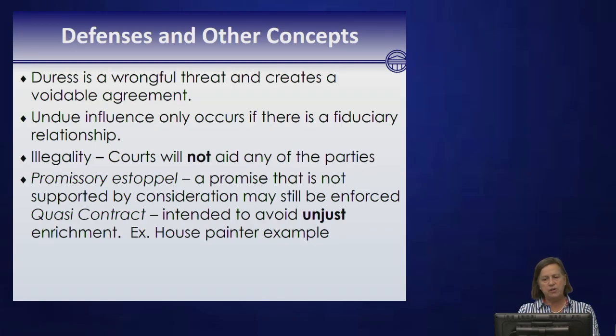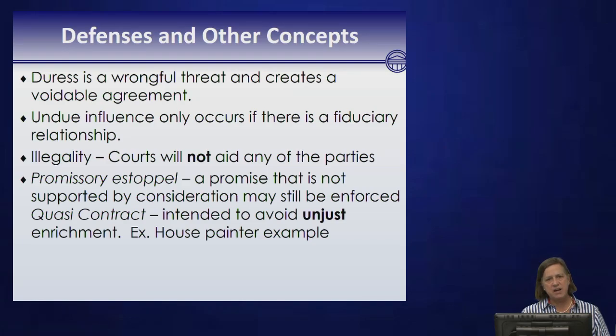Undue influence only occurs if there's been a fiduciary relationship, one where you are allowed to place great trust in someone else. And with illegality, the courts will not aid any parties to an illegal contract. It leaves the parties right where it finds them.